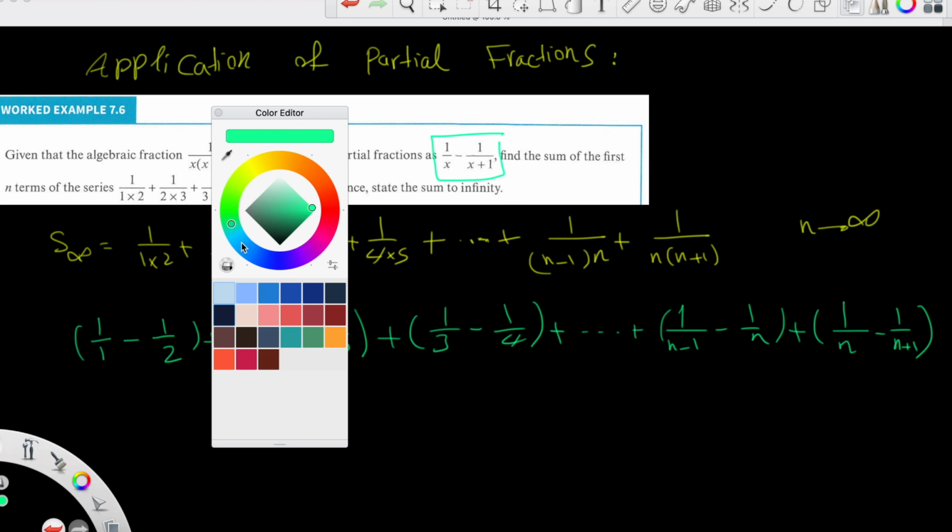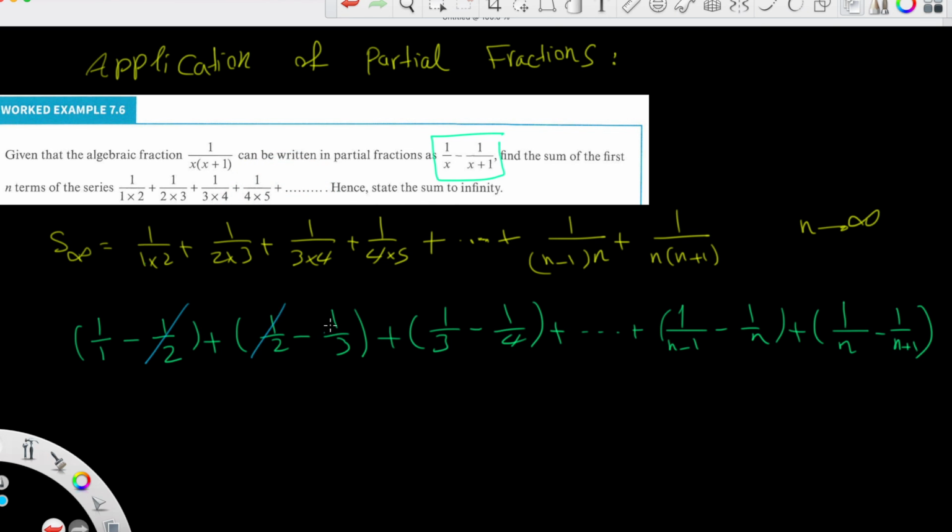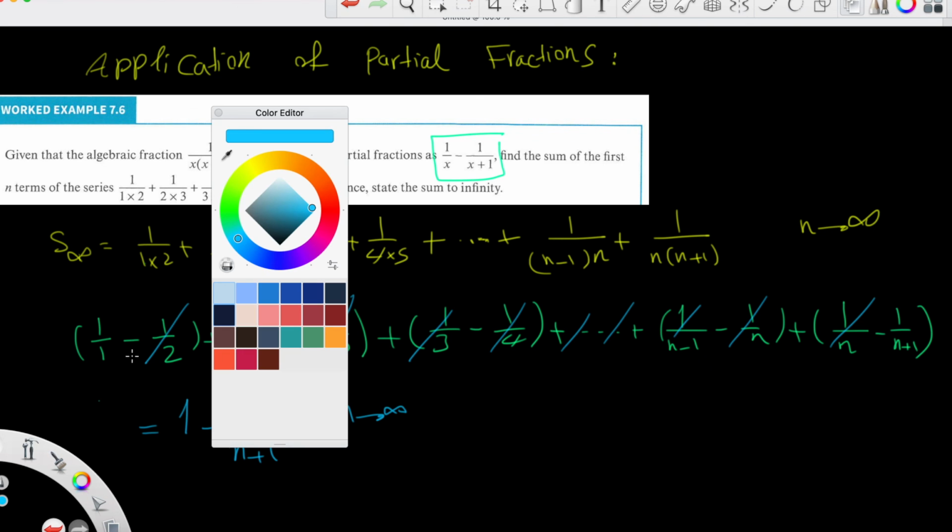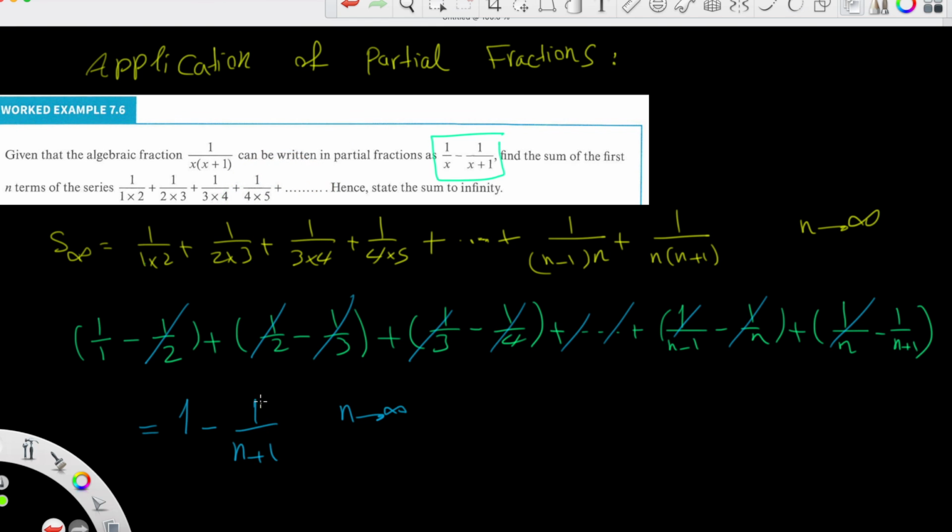Now as you see here, these terms cancel out, these with the next one, this with the previous one. So what do we have? Actually, what we have left is 1 − 1/(n + 1), where n tends to infinity. So we know that when n tends to infinity, 1 over infinity tends to 0, so the final answer will be 1. This sequence actually tends to 1 when n tends to infinity.